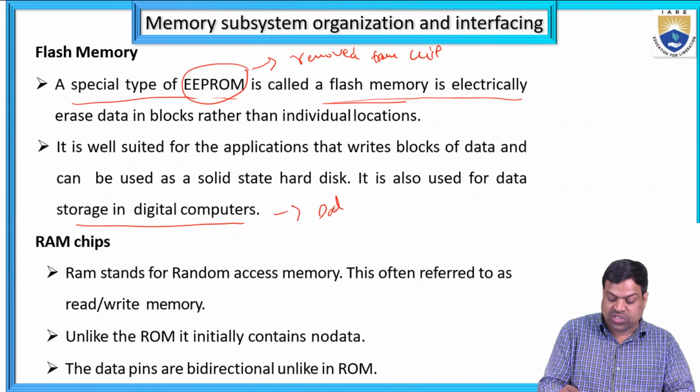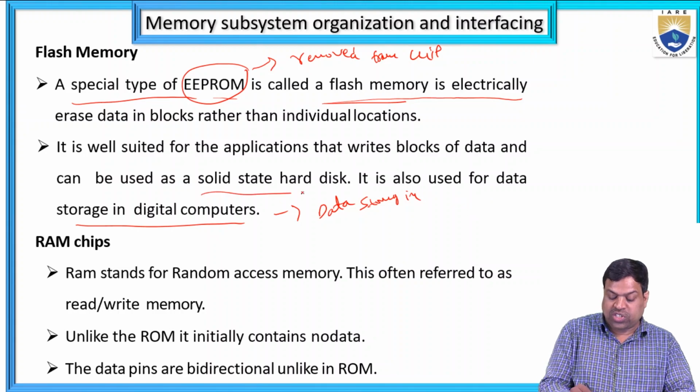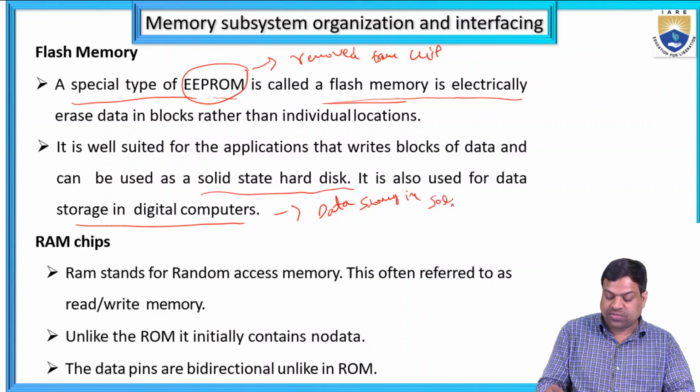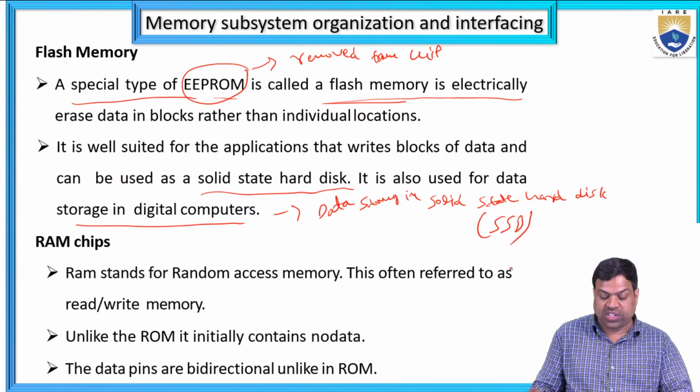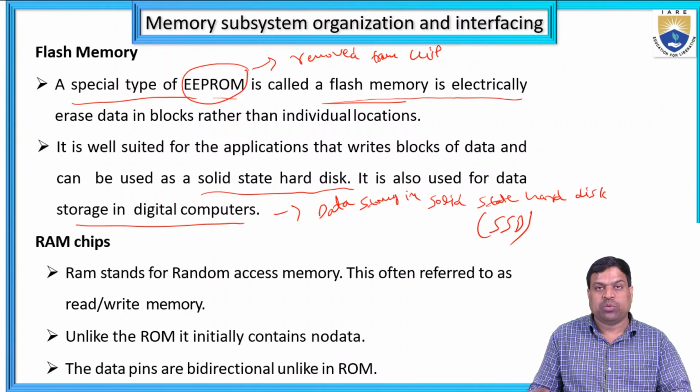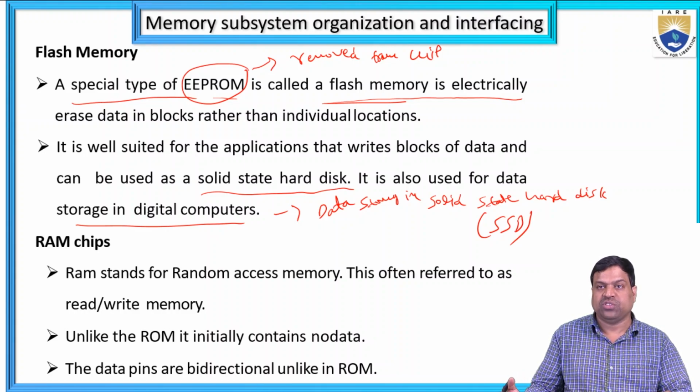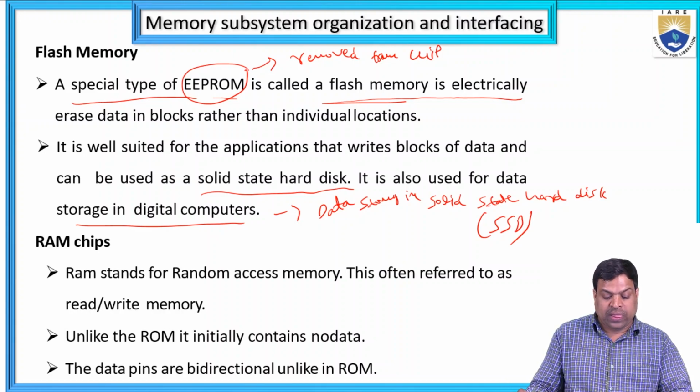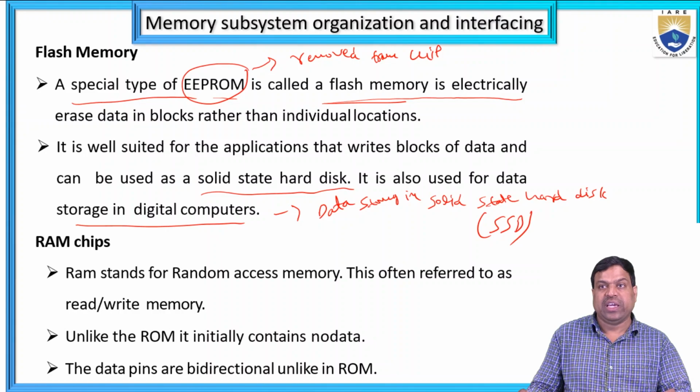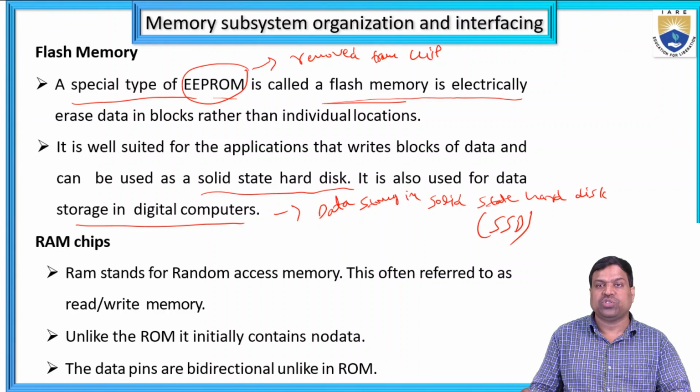For data storage, the solid state hard disk is called SSD. It is called flash memory. Flash memory is now a common technology. An SSD computer is using the help of flash memory. So flash memory is an advanced version of EEPROM. It is electrically erasable, and its applications are to write blocks of data and to be used in a solid state hard disk. It is also used for data storage in digital computers. That is the advantage of flash memory.